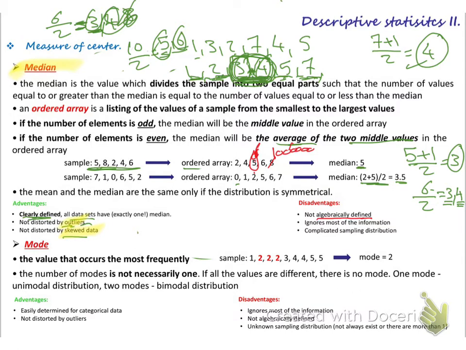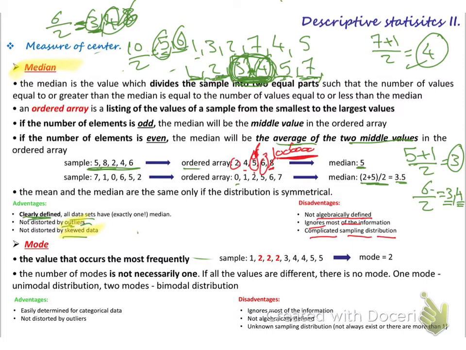The second thing, it ignores most of the information. If this number is 1 million, or it is 8, or this number is 5, or this number is 200 or 2, it doesn't matter. Just put them in order and pick the middle one. So it ignores most of the information which we have here. It is complicating the sampling of the distribution. Okay, these are the disadvantages of the median.